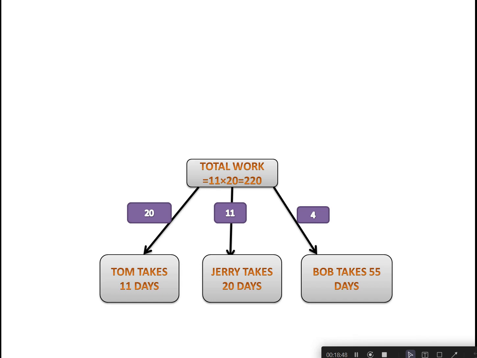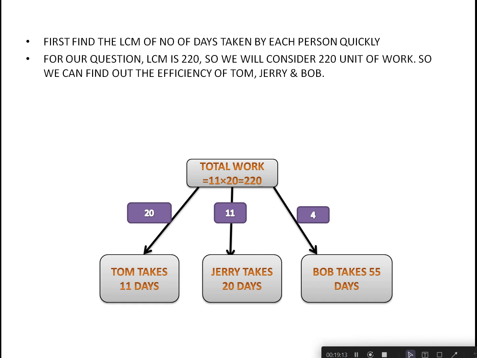So here Tom takes 11 days, Jerry takes 20 days, Bob takes 55 days. So quickly we have to find the LCM of these 3 time parameters. The LCM of these 3 numbers is 220, so we will calculate the efficiency of Tom, Jerry and Bob. Tom's efficiency will be 20, Jerry's efficiency will be 11 and Bob's efficiency will be 4.